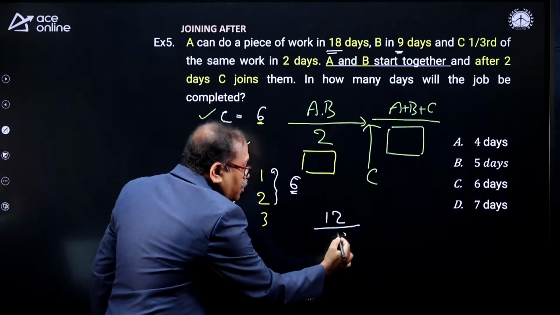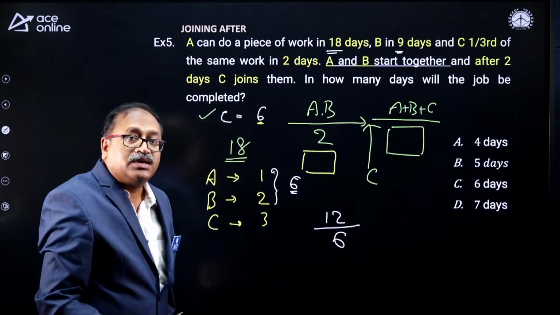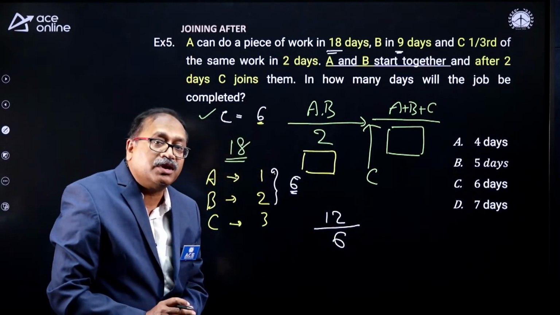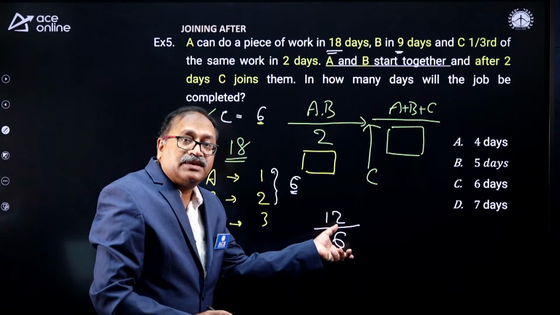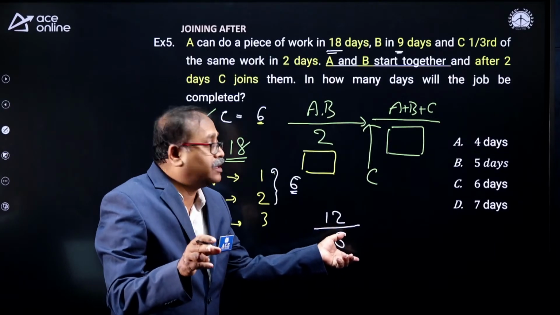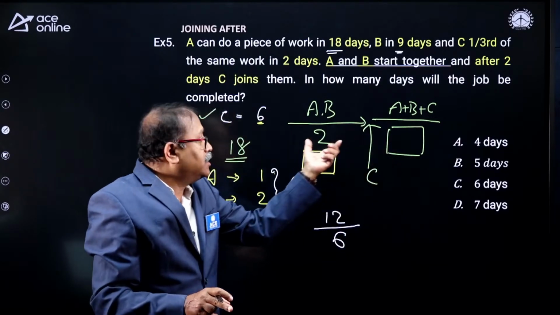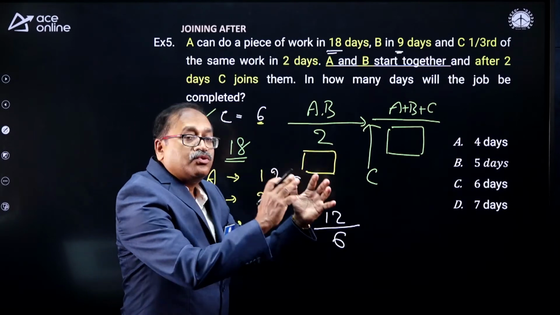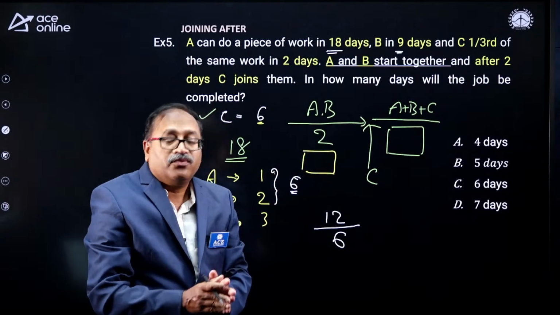So the total number of units left is 12 units, and per day 6 units. How many days will it take? 2 days here. I repeat, 2 days here. So here 2 days and previously 2 days. What is the total number of days? 2 plus 2, 4 days.